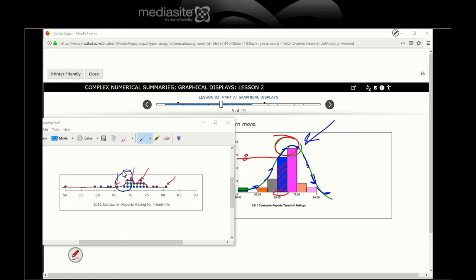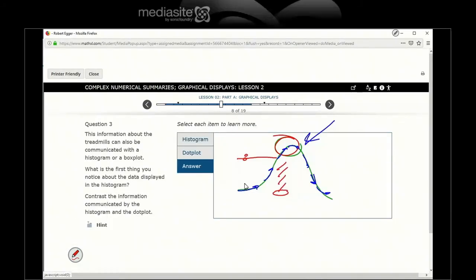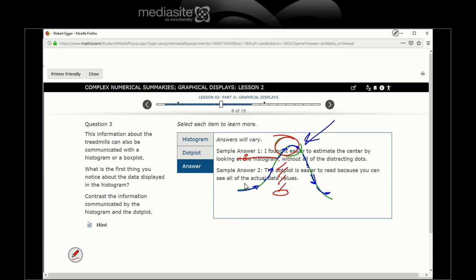But in the histogram, I don't know how many of them were 70. Don't know how many of them were 69, 68. Don't know how many were 67. There were none. 66, 69, yeah, 70. So you do lose some information in histograms. So again, it depends on what you're looking for.